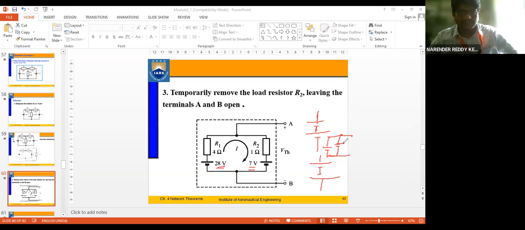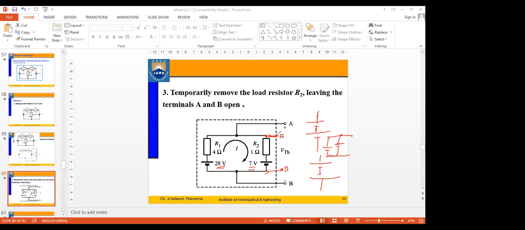But see, the primary condition we know for parallel circuits is that the voltage in a parallel circuit should be the same, right? Across these terminals, I can take this as A and B. So the voltage potential between A and B should be the same. If I connect a voltage source here, since they are in parallel, the voltage has to remain the same, right? Sir.